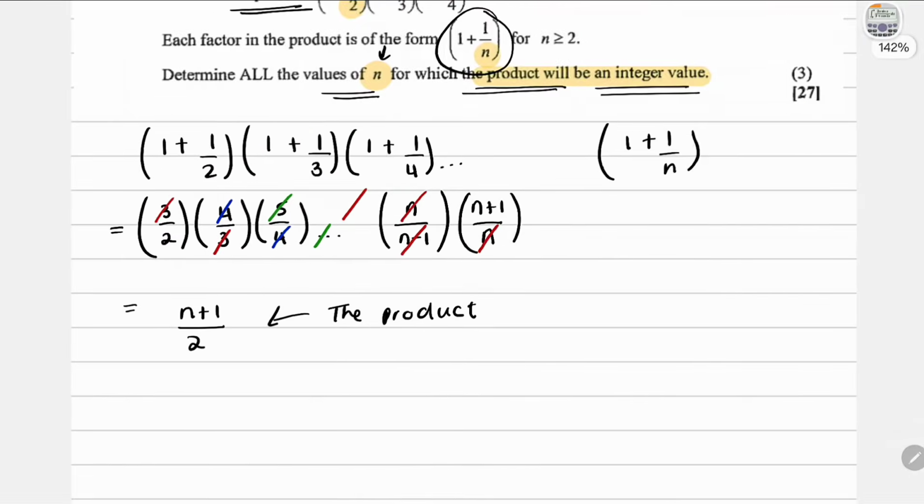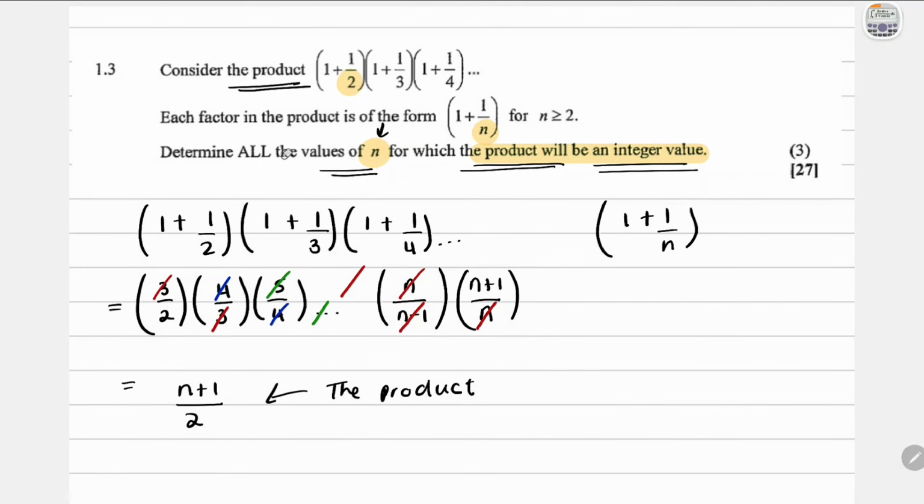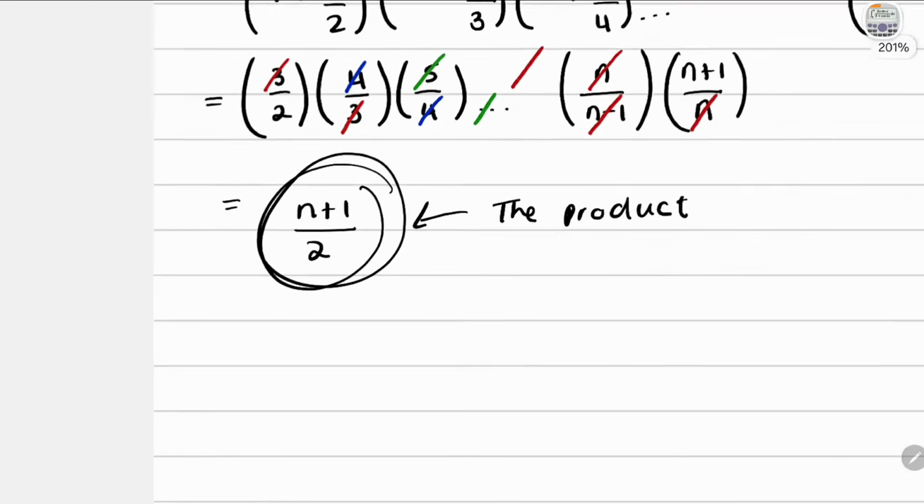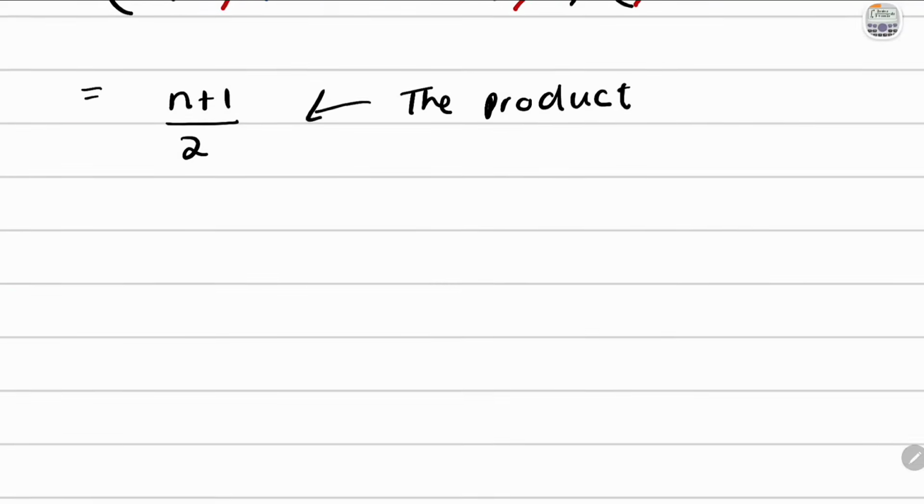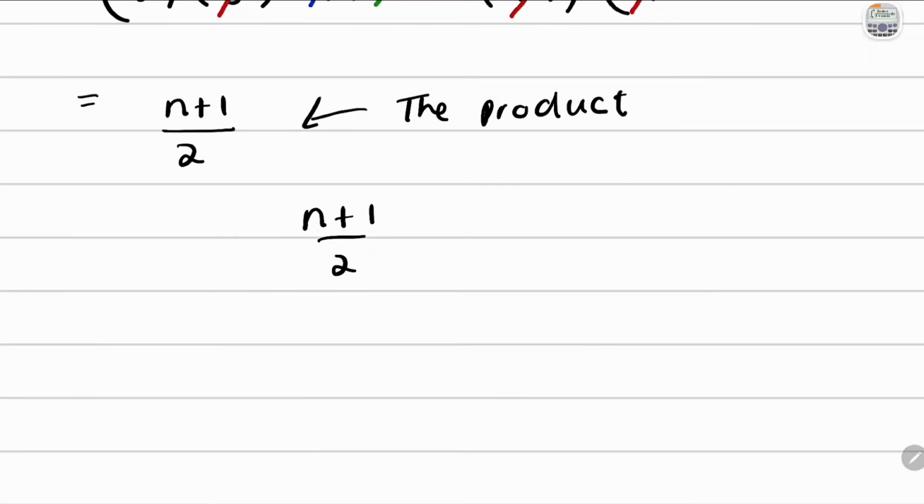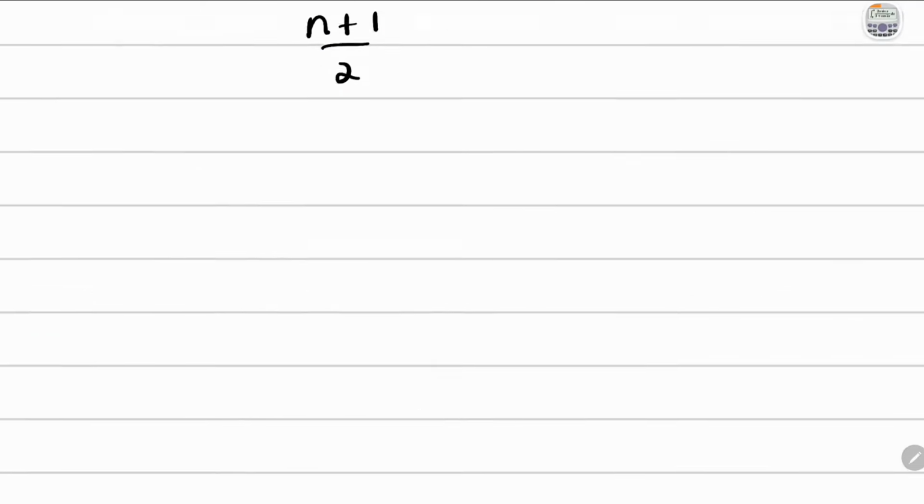Okay, let's make sense of this now. The question is, determine all the values of n for which the product will be an integer value. What would be all the values of n for which this is going to be an integer value? Well, it's n plus 1 over 2. The only way that this can be an integer value, remember that they already told us what n should be, they said n is greater or equal to 2. So let's keep that in mind.